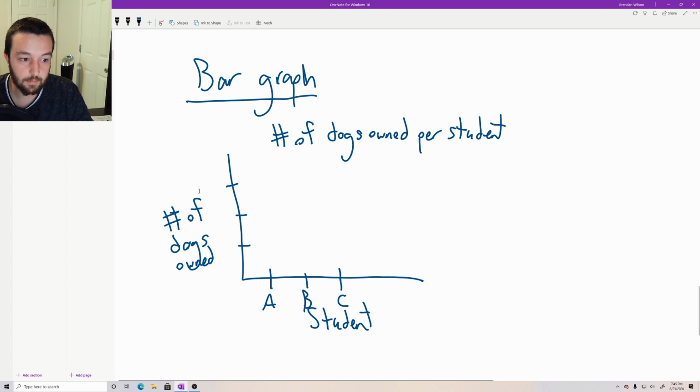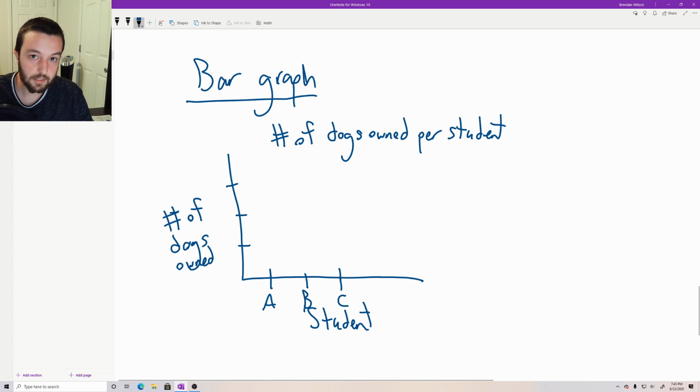Two, the axes themselves should have a title. Here I have number of dogs owned, here I have student. If these aren't labeled, then there's no way for us to know what is the independent variable and what is the dependent variable, which we'll talk about later. And it can just be confusing, because you don't know exactly what this side is trying to tell you, and you don't know exactly what this side is trying to tell you.